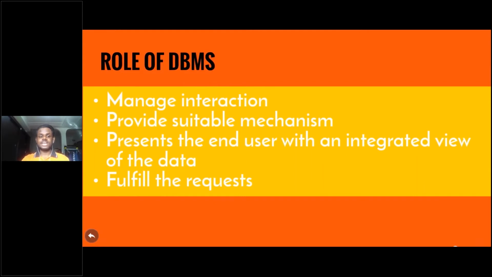The very first role is that it manages the interaction. It becomes an intermediary between the user and the database. It provides suitable mechanisms, such as data processing and data manipulation, and presents the end user with an integrated view of data. This happens because the DBMS hides the internal complexity from the application programs and users. So it will be simple and quick so that anyone can access it, enter it, and analyze the data that we want.